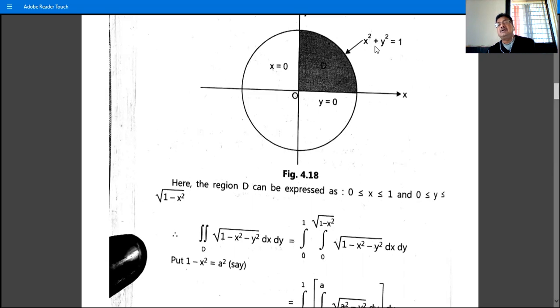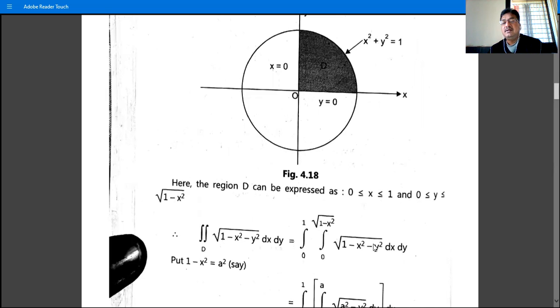So after simplifying this equation, find the value of x. What is the value of x? x square is 1 minus y square, so x is root 1 minus y square. Similarly, y square is 1 minus x square, and therefore y is root 1 minus x square.